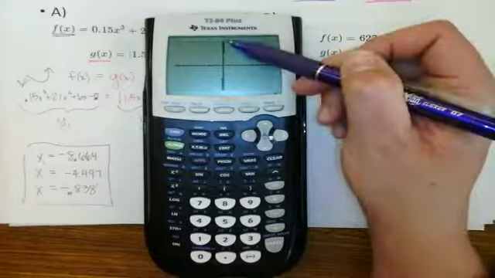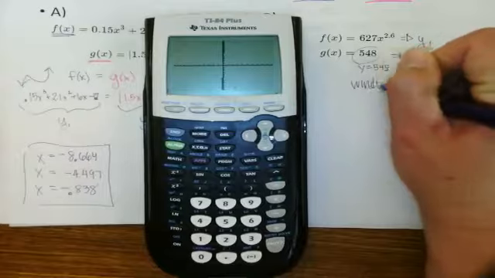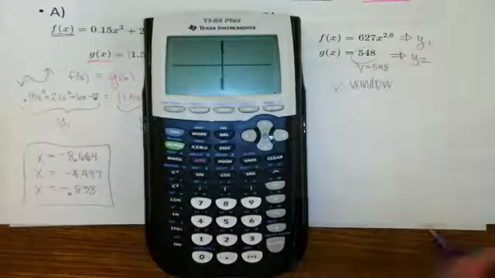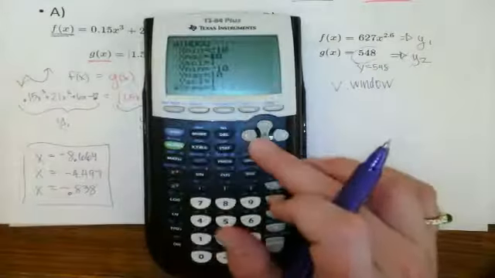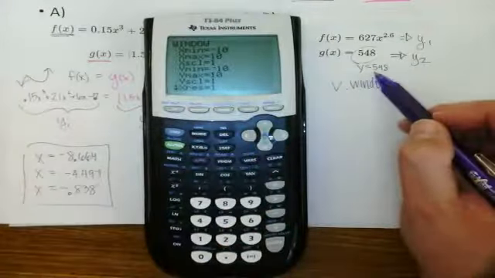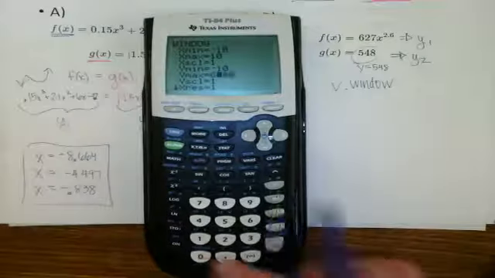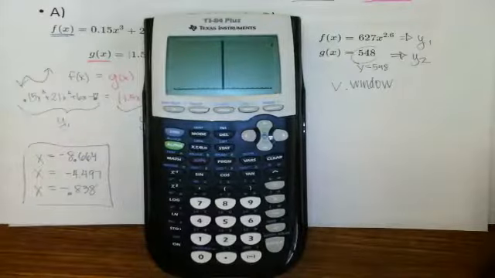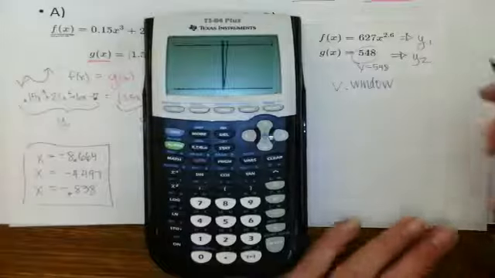My graph stops at 10. So we need to change the window. The viewing window for Casio. So you need to go to viewing window. So go to window, and our y maximum has to be high. It's got to be 548 at least. So I'm going to go to 600. There it is. All right.